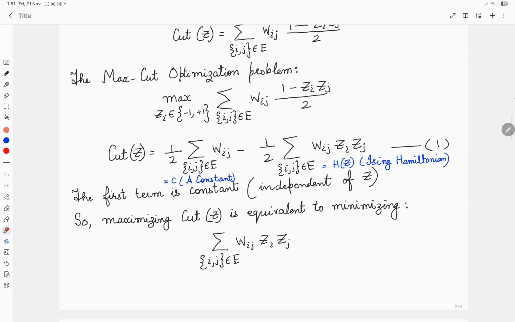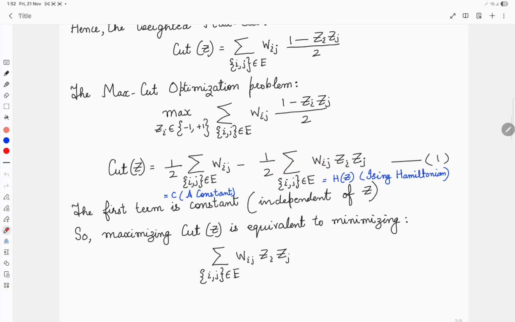The max cut optimization problem is basically to maximize the weight. But if we try to relate it with the Ising model, this is basically minimizing this Hamiltonian, right? If this is minimum, I will get the maximum value of cut Z. The first term is constant, which is independent of Z, right? So maximizing cut Z is equivalent to minimizing this energy term, the Ising Hamiltonian.